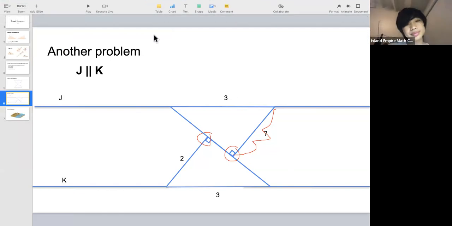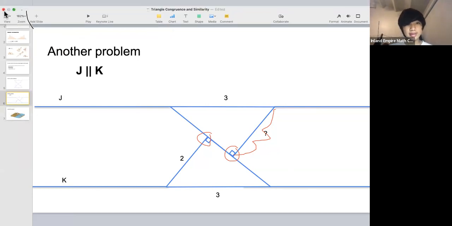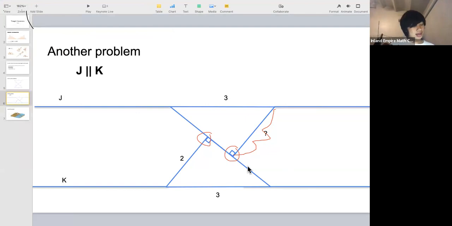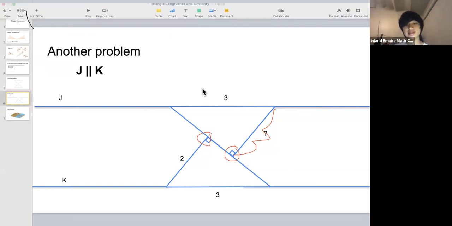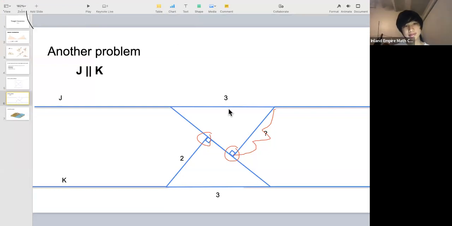Okay, so does anyone have any ideas or thoughts about this problem? Jasper says that it is 2, and sorry about that. Do you know why it's 2? Do you want to explain why it's 2? I think it is 2, but Jasper, do you want to talk about why you think it's 2?